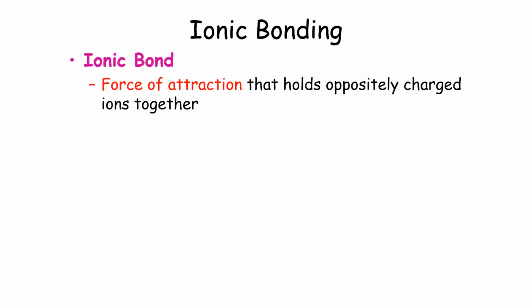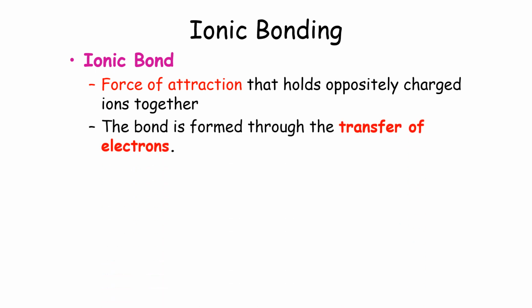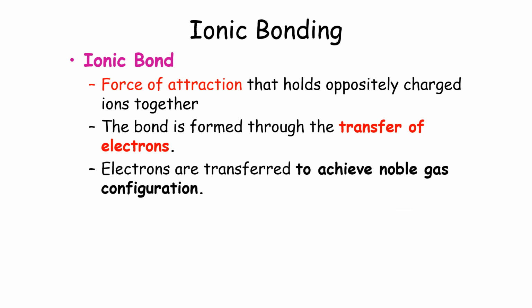So ionic bonds are basically the forces of attraction between oppositely charged particles, or oppositely charged ions. These bonds are formed when electrons are transferred from one type of ion to the other type of ion. So one of them is losing an electron and the other one is gaining that electron. So the electron is being transferred. And the reason why that's happening is because both of them want to have a noble gas configuration.